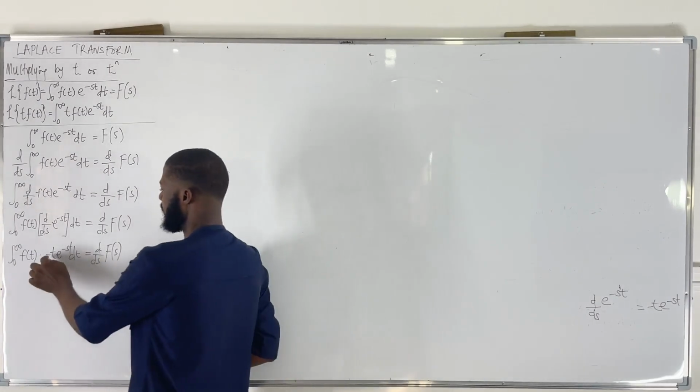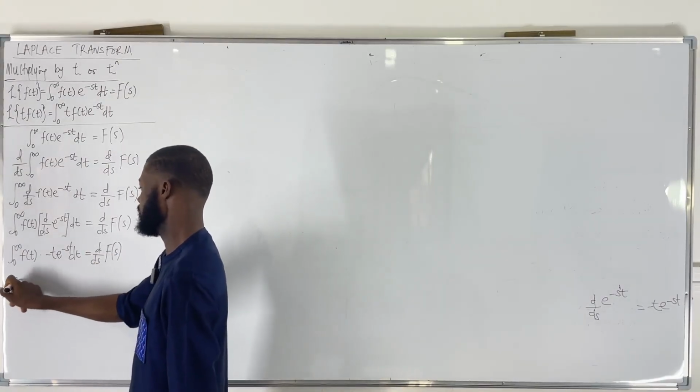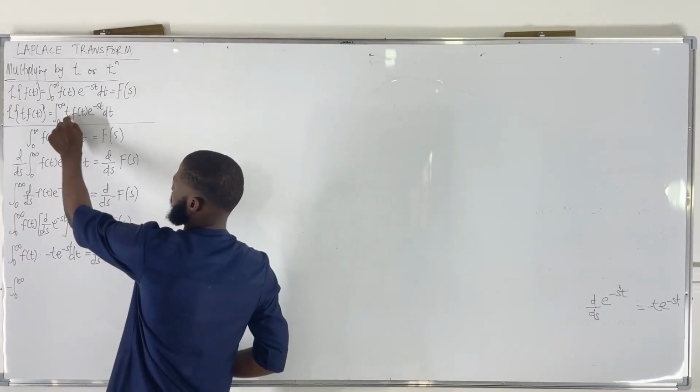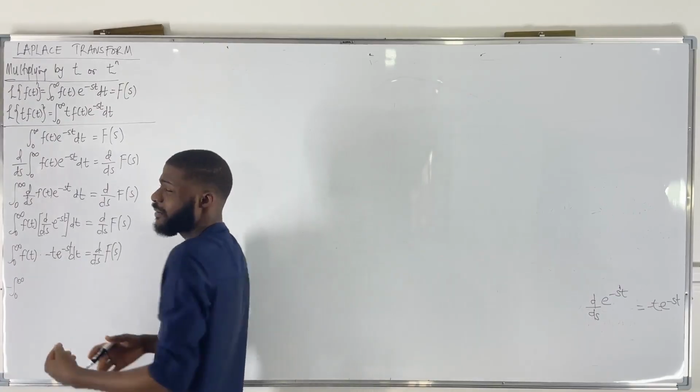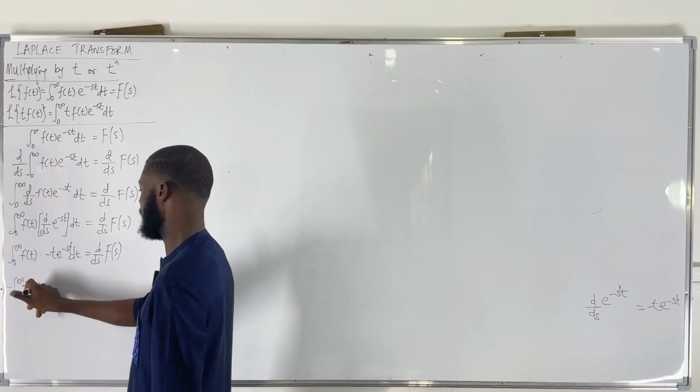Okay, the minus can come outside. So this will become negative integral from 0 to infinity. Now, I want the t to come in front, just the way it is here. I want the t to just come in front. It's a multiple, so it almost can go anywhere. So this will be t f of t.